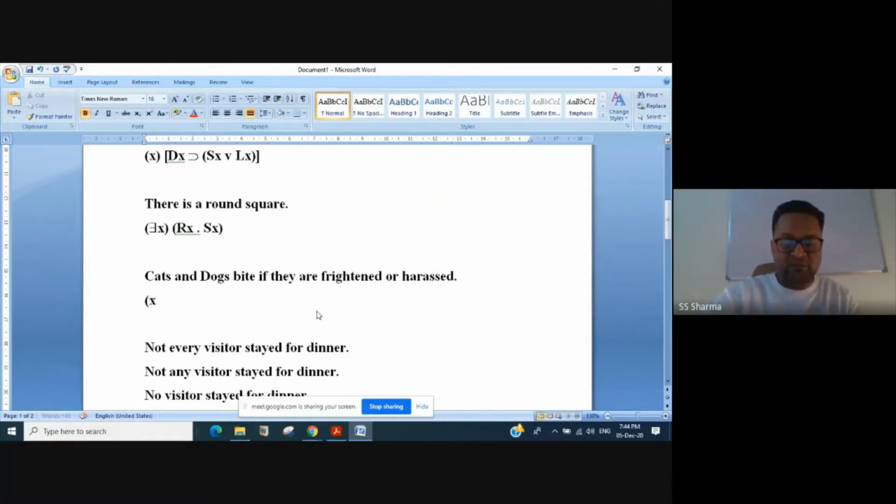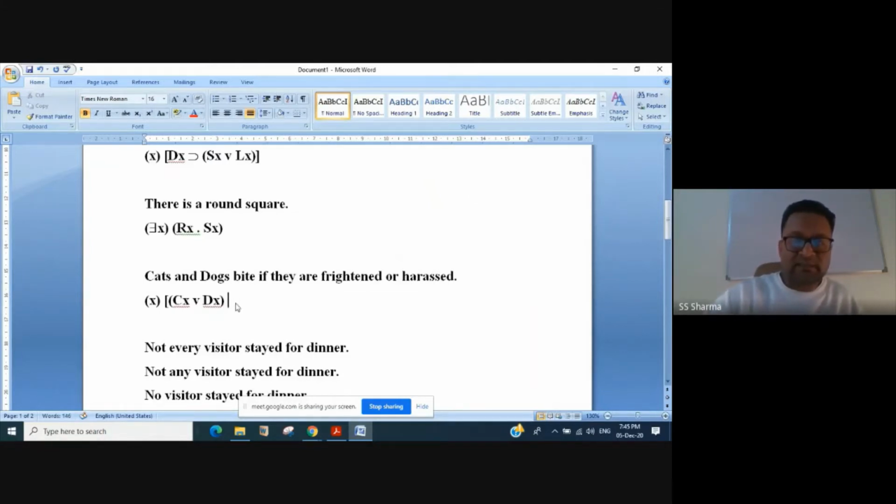This is a universal quantifier. So we will put it like this. And we know for cats and dogs, we will be using Cx wedge Dx, because Cx and Dx will not come as a conjunction. It will be wedge, because this can be either a cat or a dog. Now, they bite if they are frightened or harassed.